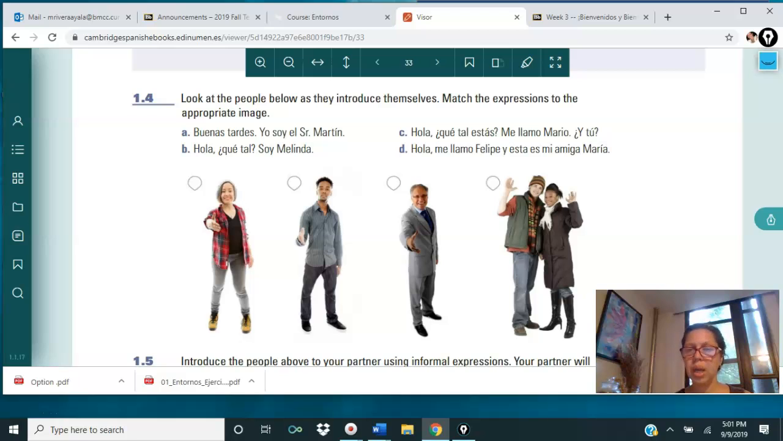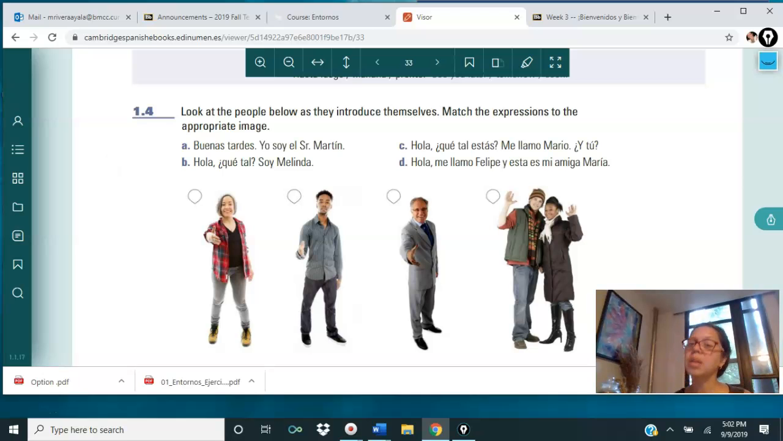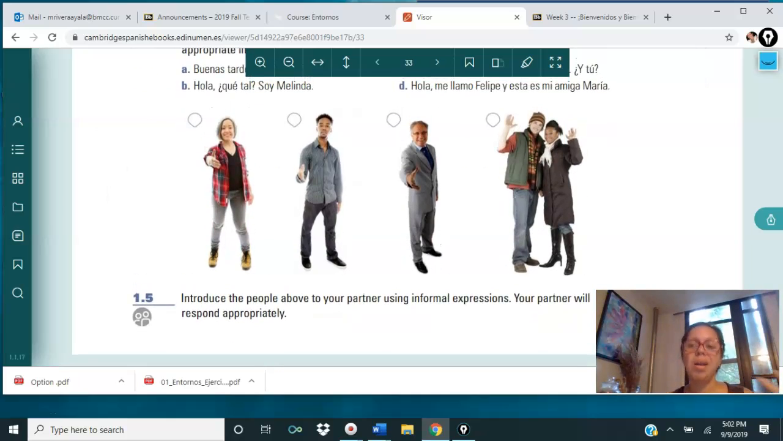1.4, you're going to take a look at these people. They are introducing, ¿verdad? Themselves. So match the expressions. Try to do it without looking at the previous chart, okay? Once it's done, then you can revise and check because I want you to be able to recognize what you're doing wrong, okay? Instead of moving information from one place to another. What is wrong with that? It's going to take you a long time to memorize the information and we don't have that much time, okay?